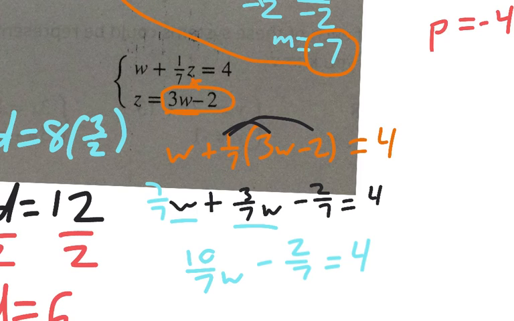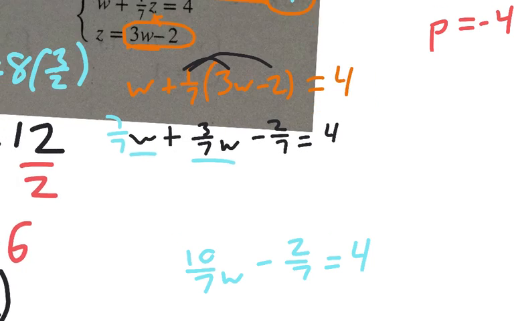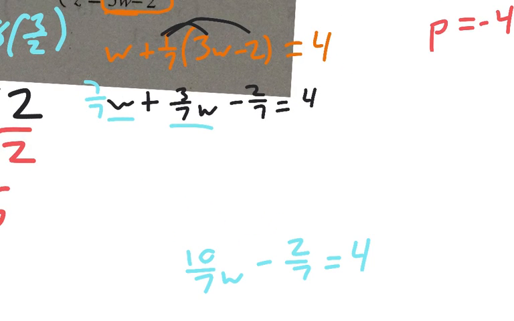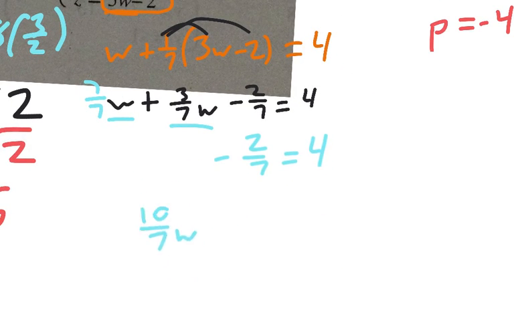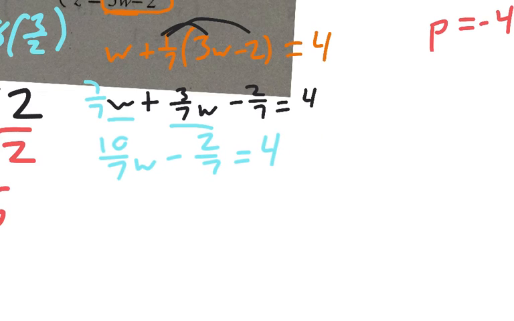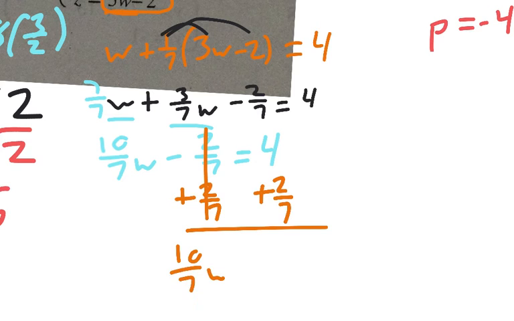Now I have a single variable, w. So let's get that w by itself, which means I need to add 2/7 to both sides. I don't know, why did that not move with it? Okay. So I'm going to add 2/7. That cancels. That leaves me with 10 over 7w equals 4 plus 2/7. That would be 30 over 7.